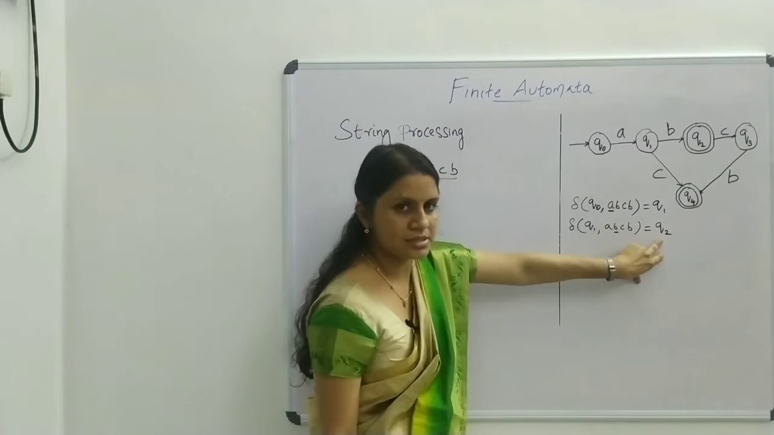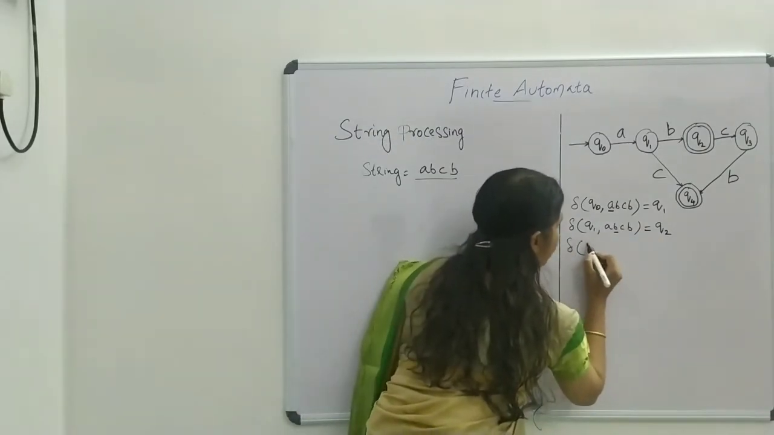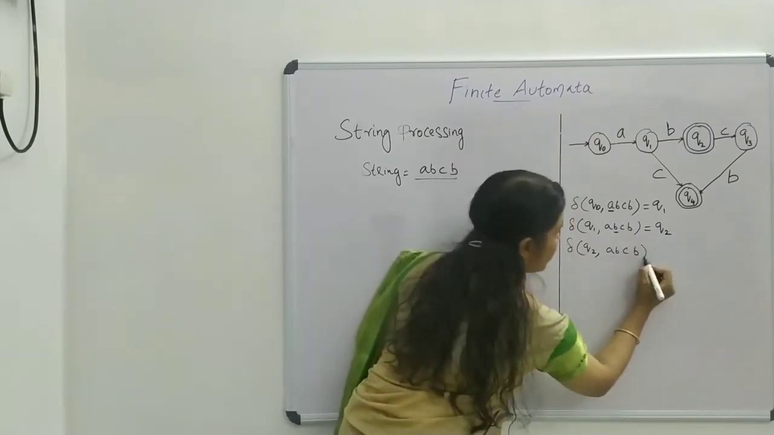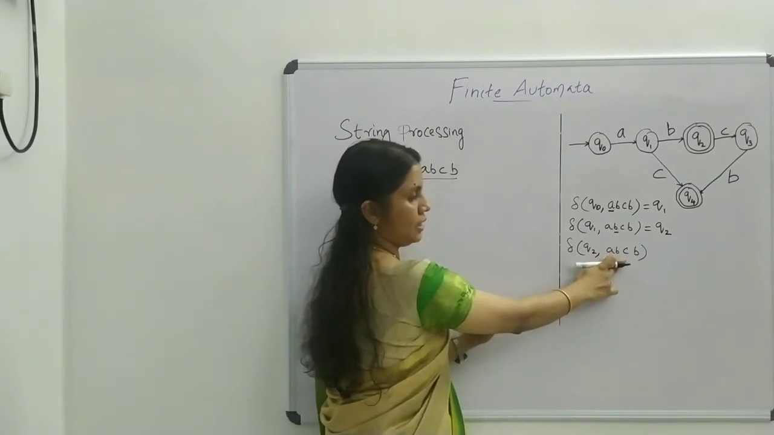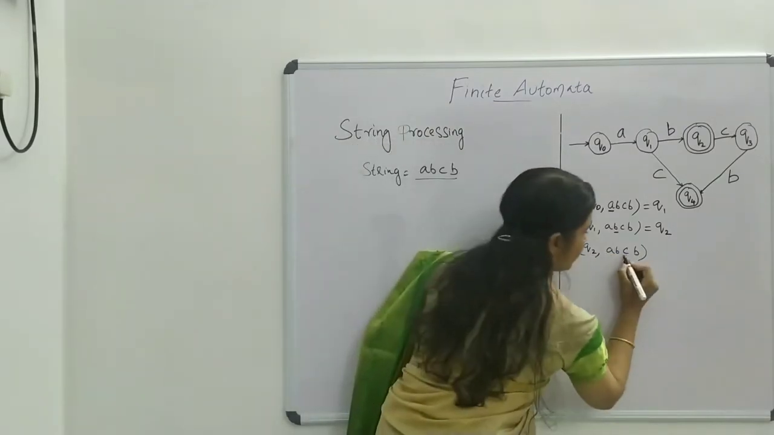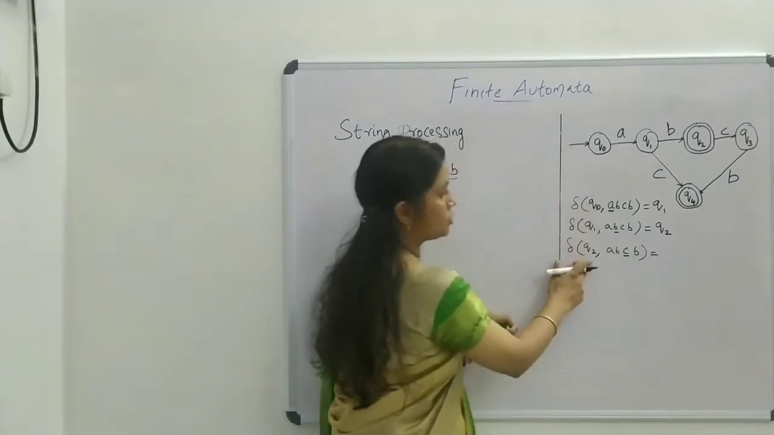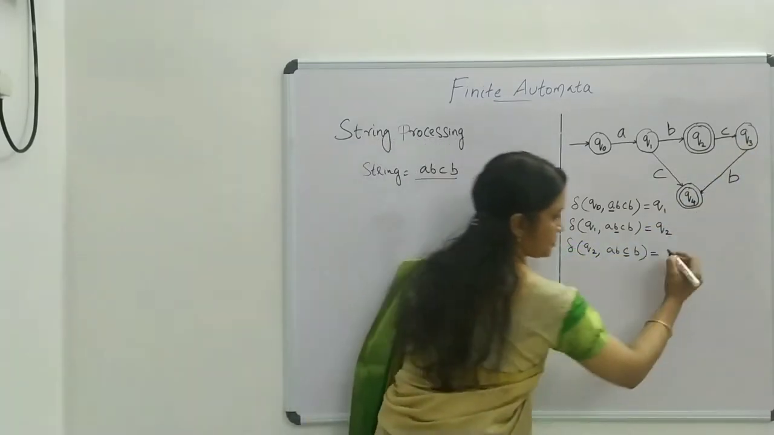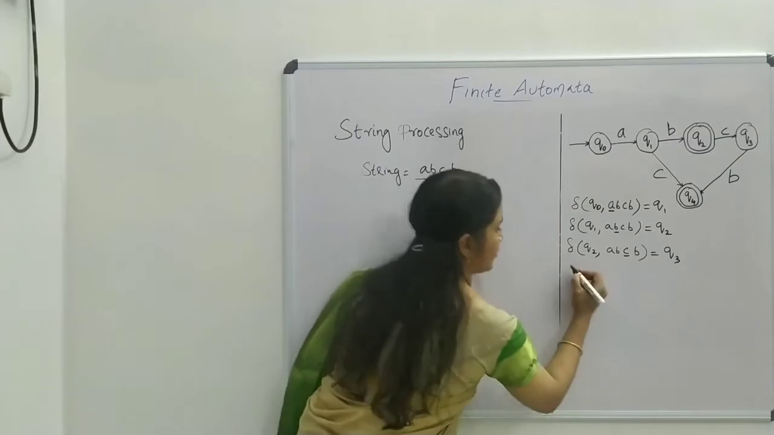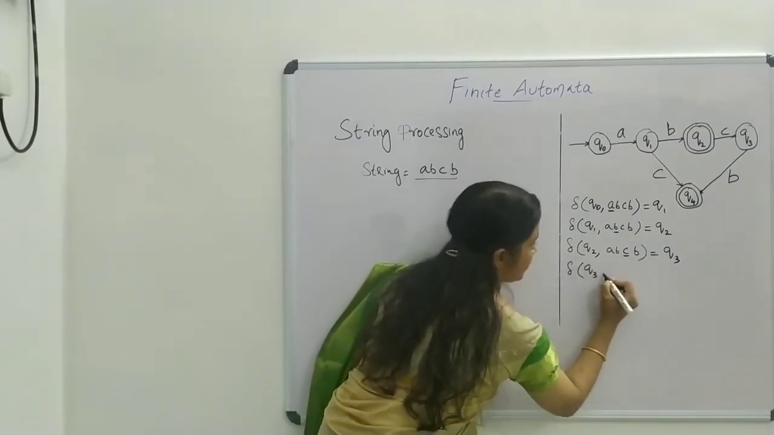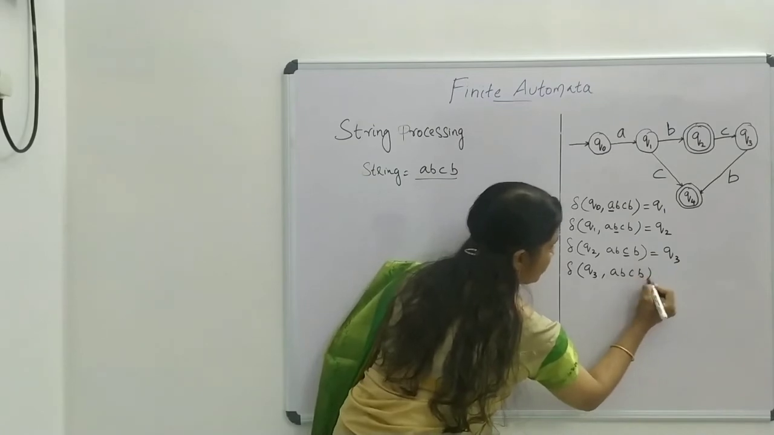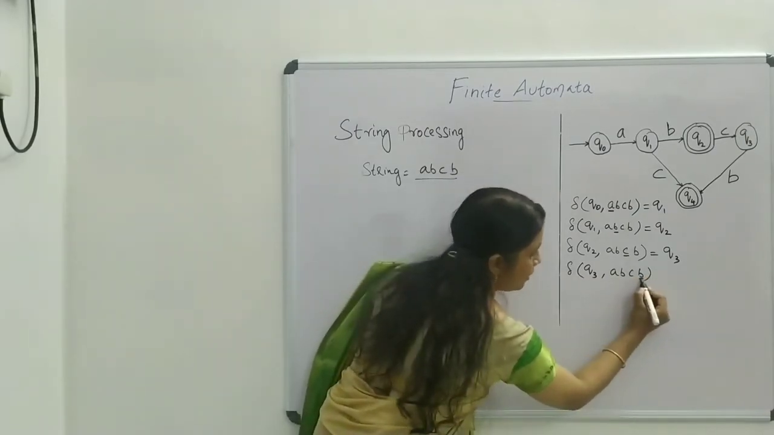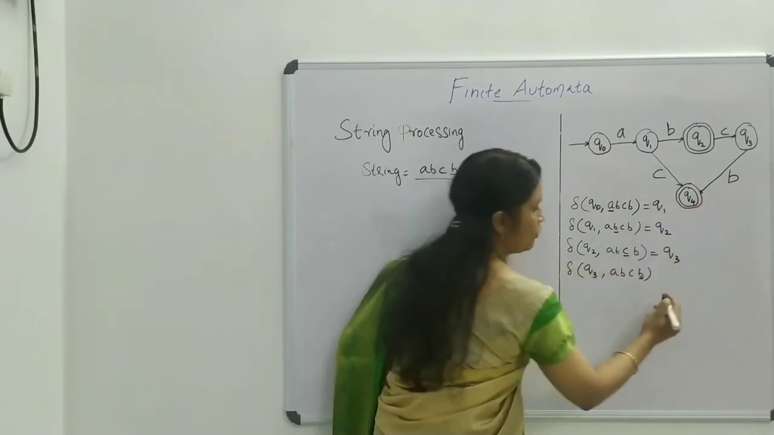So the current state is Q2, and the next symbol to be processed is C. Q2 on the input symbol C moves to the state Q3. Again, from Q3, the last symbol is B. Q3 on the input symbol B moves to the state Q4.